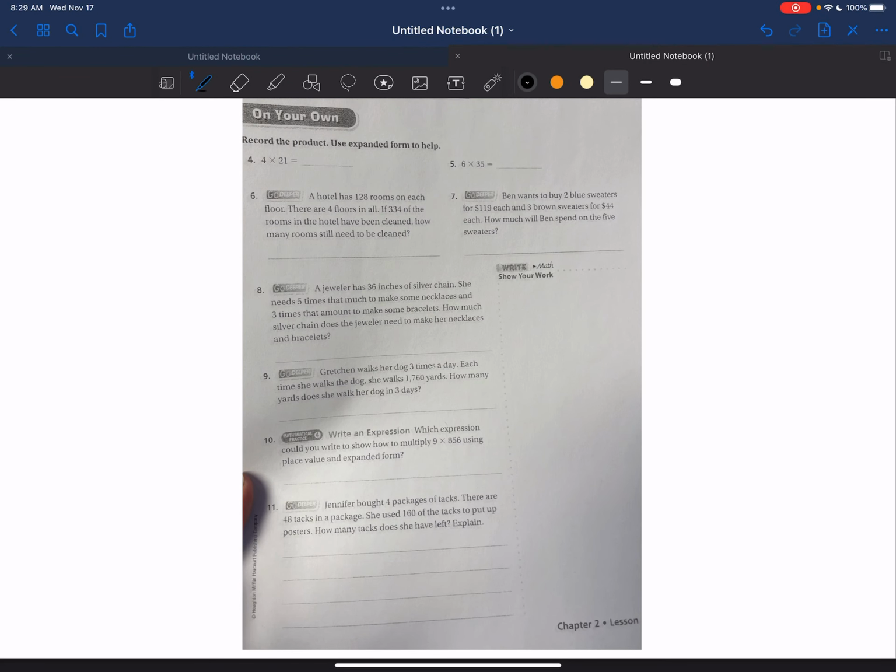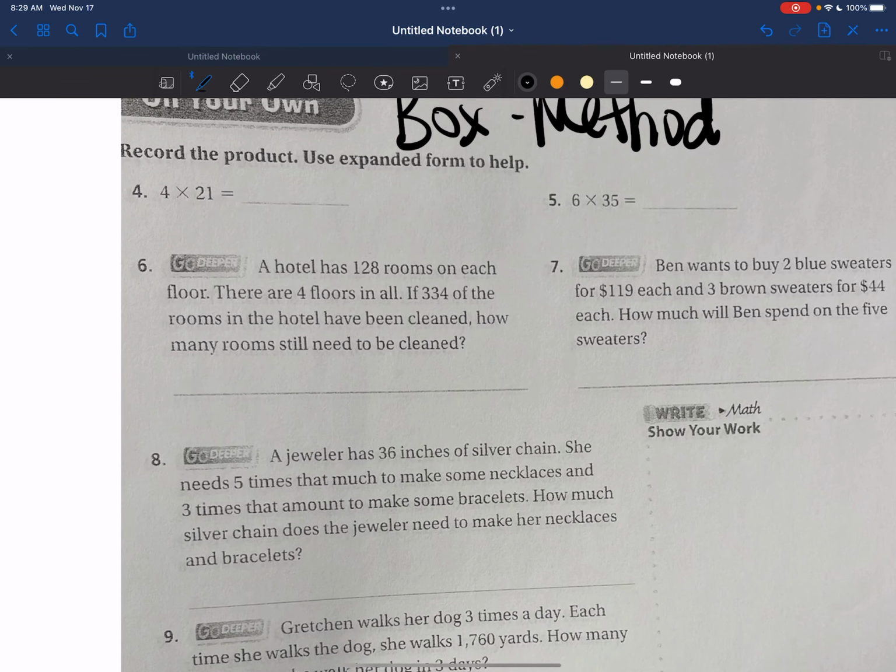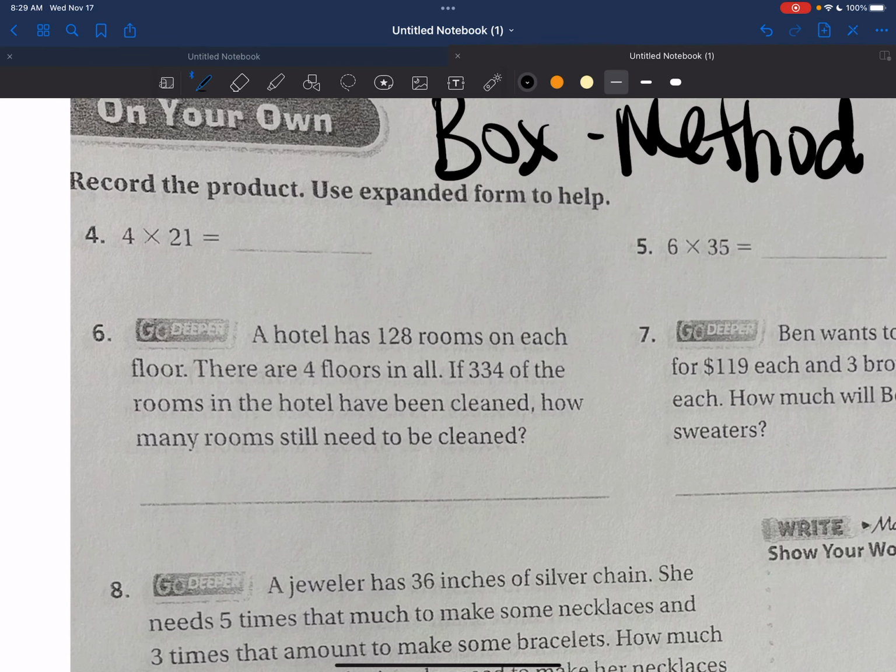I am going to go over our homework that you have for tonight. We reviewed the box method today to help solve multiplication problems, and that is what we are going to use as well for the homework. So let's jump in. We'll look at number 4 first. It says record the product, use expanded form to help. I would like for you to use the box method.